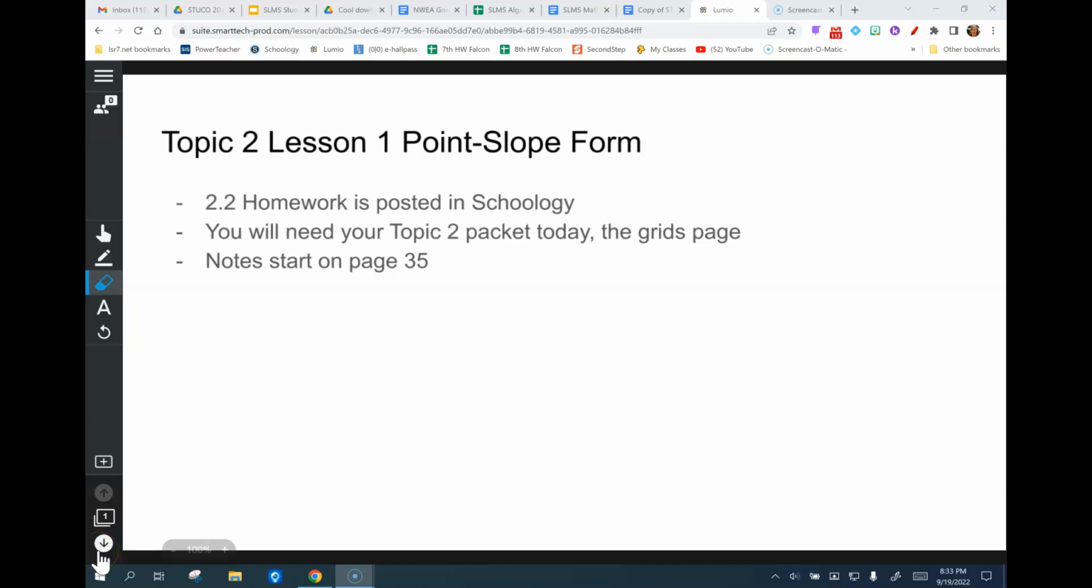So now we're on to topic 2, lesson 2. Yes, that should be a 2 right there. And we're going to talk about point slope form. Also a good form, just not my favorite. I love points, I love slope intercept.